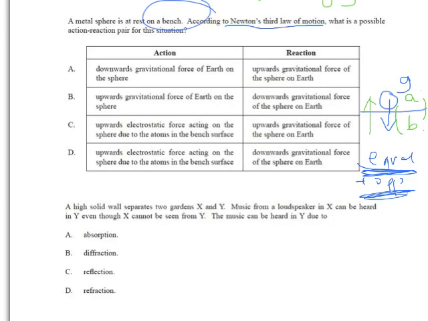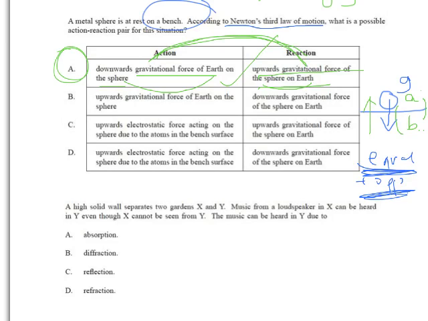So let's have a look at the answers we've got. Could it be A, the downwards gravitational force of the Earth on the sphere against the upwards gravitational force of the sphere on the Earth? Now this sounds pretty good because we've got both the same type, equal, but opposite, because we're going from Earth on sphere, object B on A, and now sphere on Earth, A on B. So I think pretty clear it's A, but let's have a look at the others.